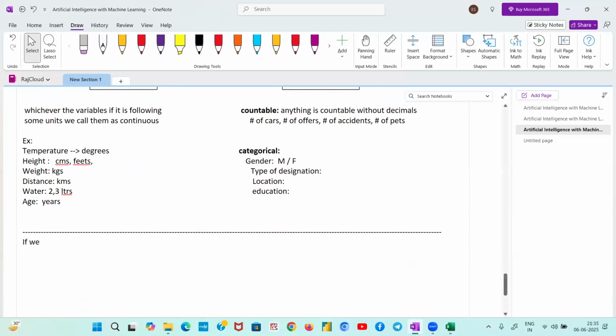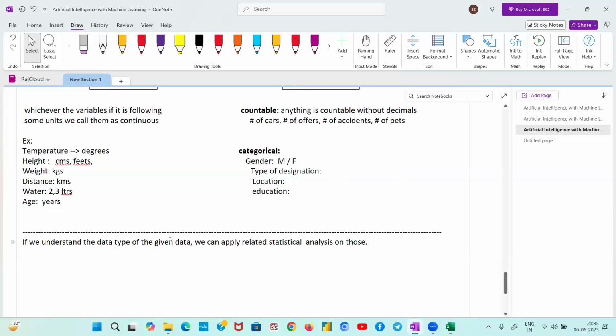If we understand the data type of the given data, we can apply related statistical analysis on it. That's what happens. So what kind of statistical analysis can I do?